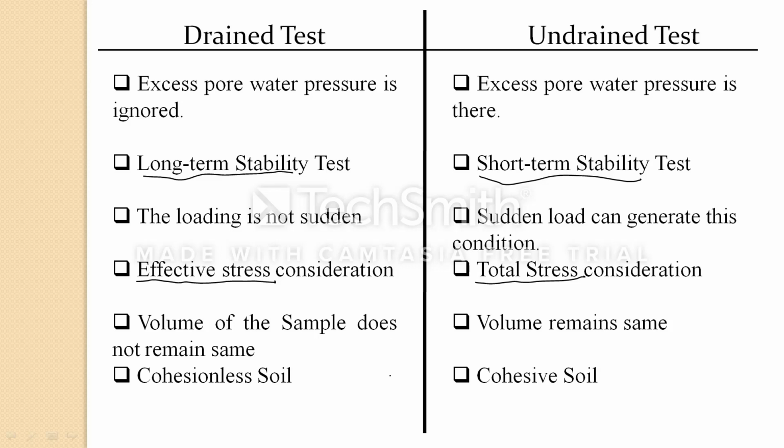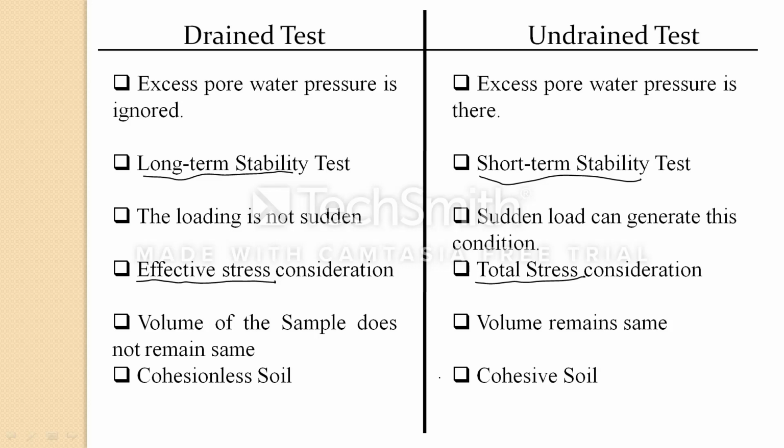Why? Because for the drained test, the water is going to be removed. So, as the water is removed, the volume of the sample is going to vary. For the undrained test, there is no change in volume because the water is staying there. Only the variation is in the excess water pressure.